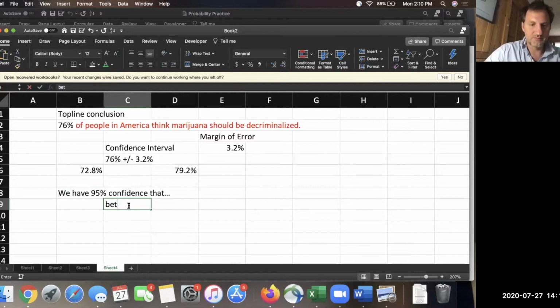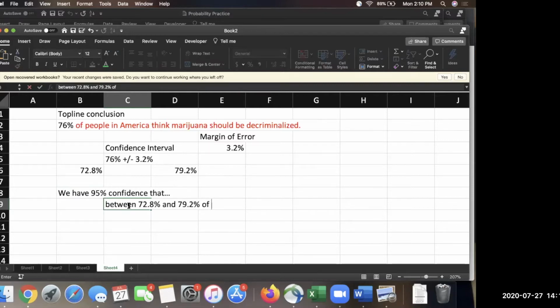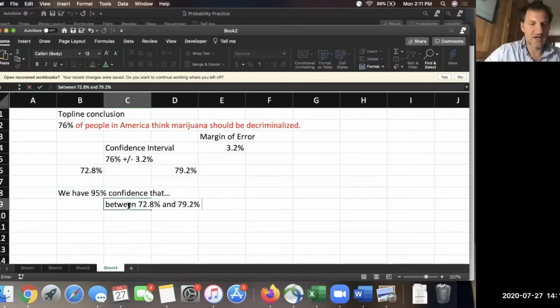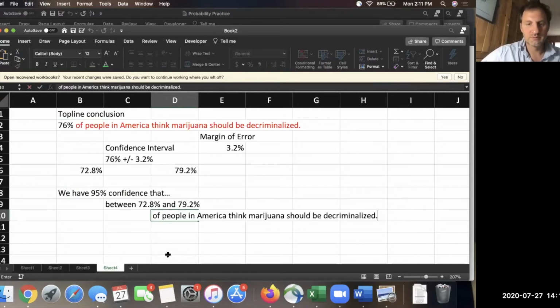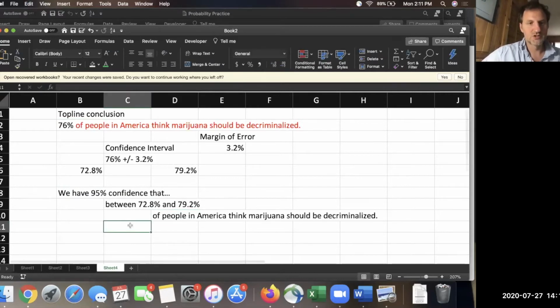72.8% and 79.2% of people in America. And in fact, I'm just going to finish with this end of the sentence here because that hasn't changed. So you see how we're constructing this sentence.